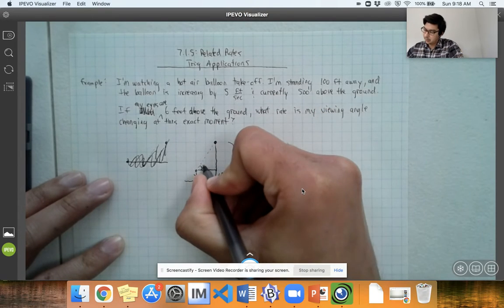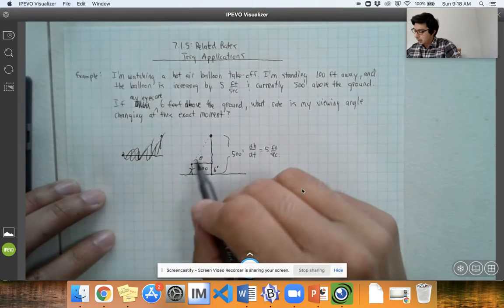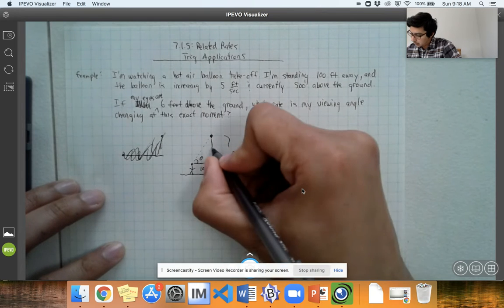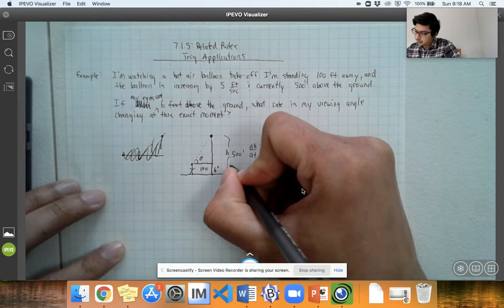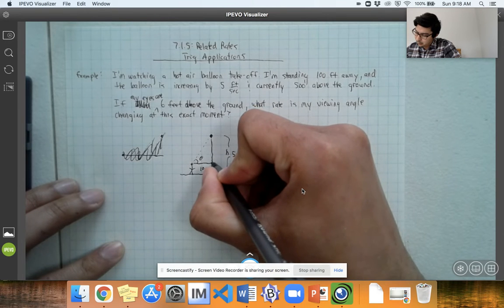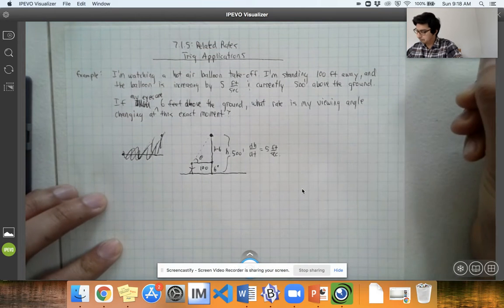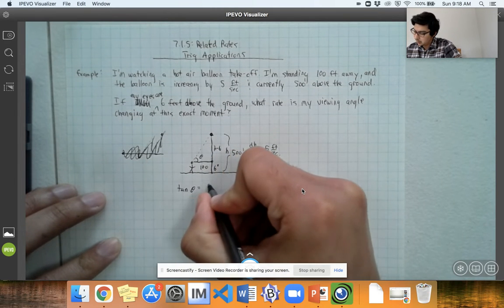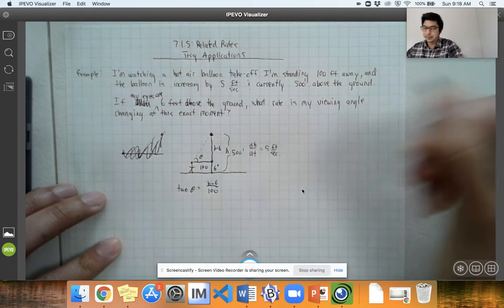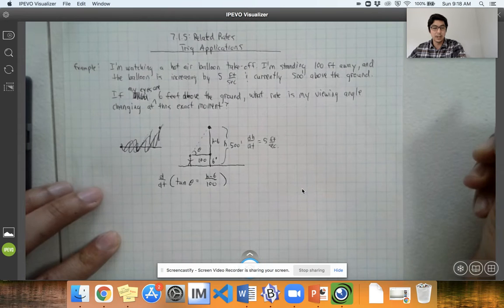And I want to know, how is my viewing angle changing? How much more do I have to look up and up and up as the balloon is increasing? So how can we relate everything here? Now, if I call h this entire side, which I know we have as 500, what that would mean is in this triangle, this is going to be h minus 6. Then we could say that the tangent of the angle is going to equal opposite over adjacent. And then we can differentiate how this is changing with respect to time.